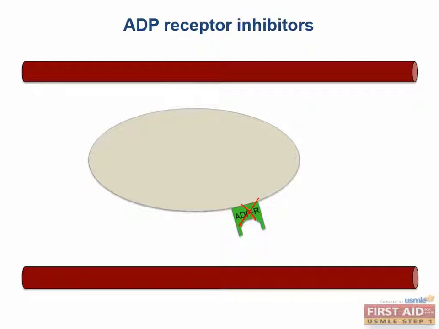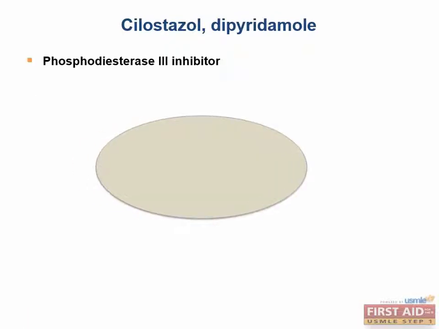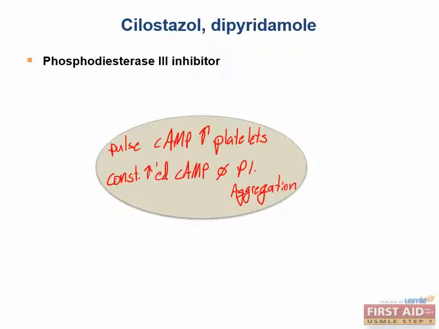The most common side effect of these medications is bleeding, but ticlopidine in particular can also cause neutropenia, which can manifest as fevers and mouth ulcers. This is one reason why clopidogrel is preferred in the hospital setting. Next up on our antiplatelet drugs is cilostazol and dipyridamole. Interestingly, pulsatile cyclic AMP activates platelets, but constitutively high levels of cyclic AMP inhibit platelet aggregation. These two drugs are phosphodiesterase III inhibitors that maintain constant high levels of cAMP in platelets.